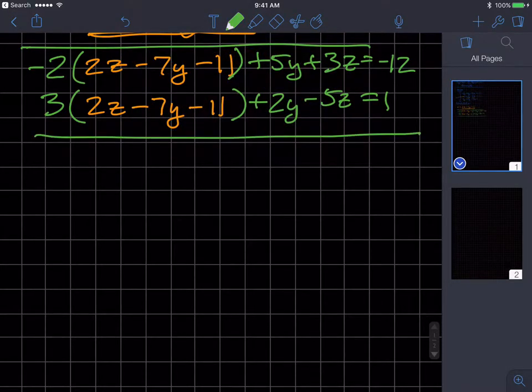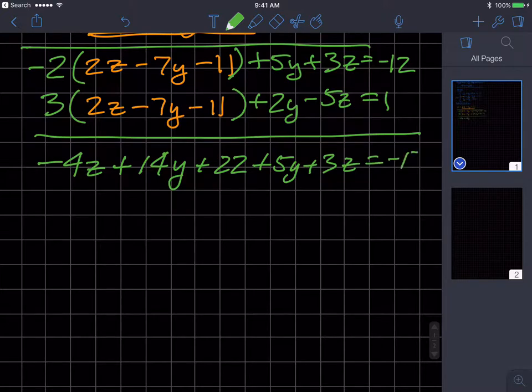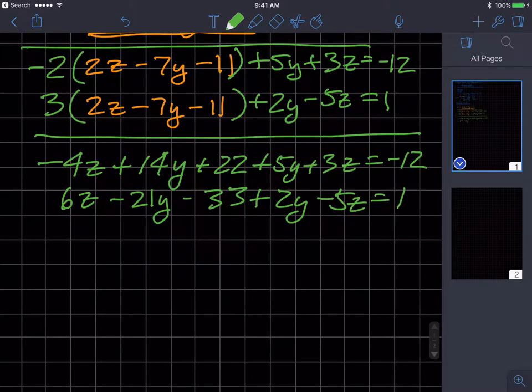What is that going to be? Negative 4z, positive 14y. I'm just distributing the negative 2. Positive 22. I still have plus 5y plus 3z equals negative 12. I'll do the other one. That's going to be 6z minus 21y. That smells wrong from the last time I did it, but okay. Minus 33 plus 2y minus 5z equals 1.